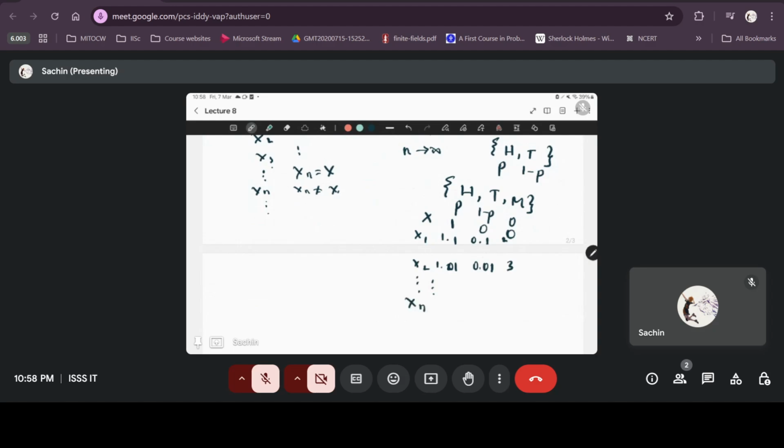But as n becomes larger and larger, we want xn to be equal to x, it should go to 1. And for tails, it would go to 0 because they occur with non-zero probability. But for M, xn can be 4, doesn't matter. So xn and x don't match at this outcome, but this outcome has probability 0. So we are not worried about that.